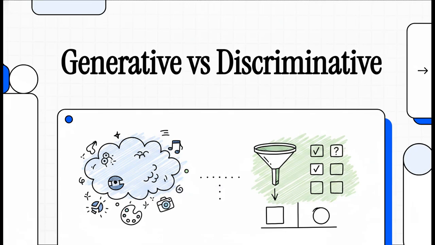Okay, so when we talk about AI, we're really talking about two fundamental types of models that pretty much shape everything we see. You've got the creator, the artist, and then you've got the classifier, the critic. Today, we're diving deep into the difference between generative and discriminative AI. Let's get right into it.